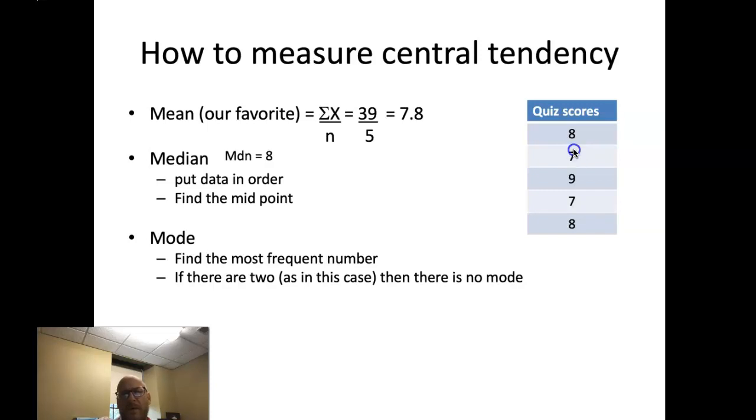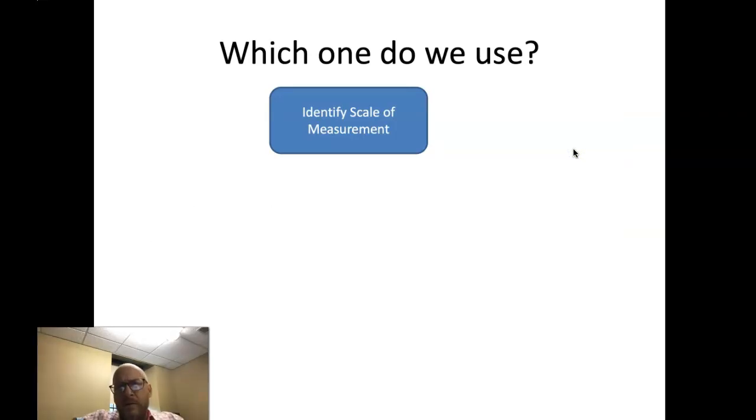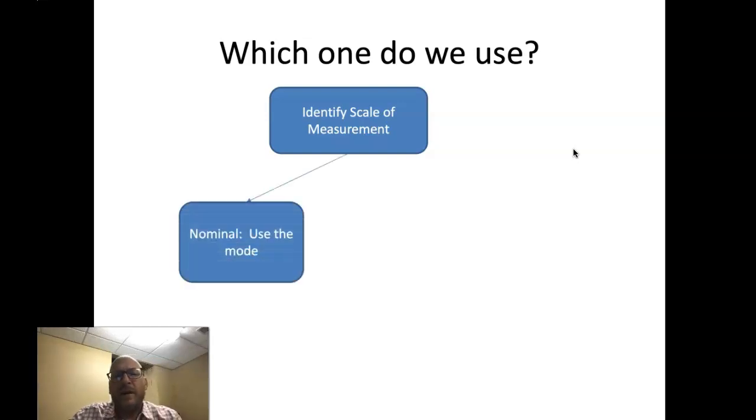Okay, so let's see what we have left here. Which one do we use? Okay, so this brings it all together. We have the mean, the median, and mode, and it's up to us to decide which ones we're going to use. The way we do that is we start by identifying the scale of measurement in our sample. If that scale of measurement is nominal, then we'll use the mode. So remember, the mode just counts the most commonly observed, highest frequency thing.